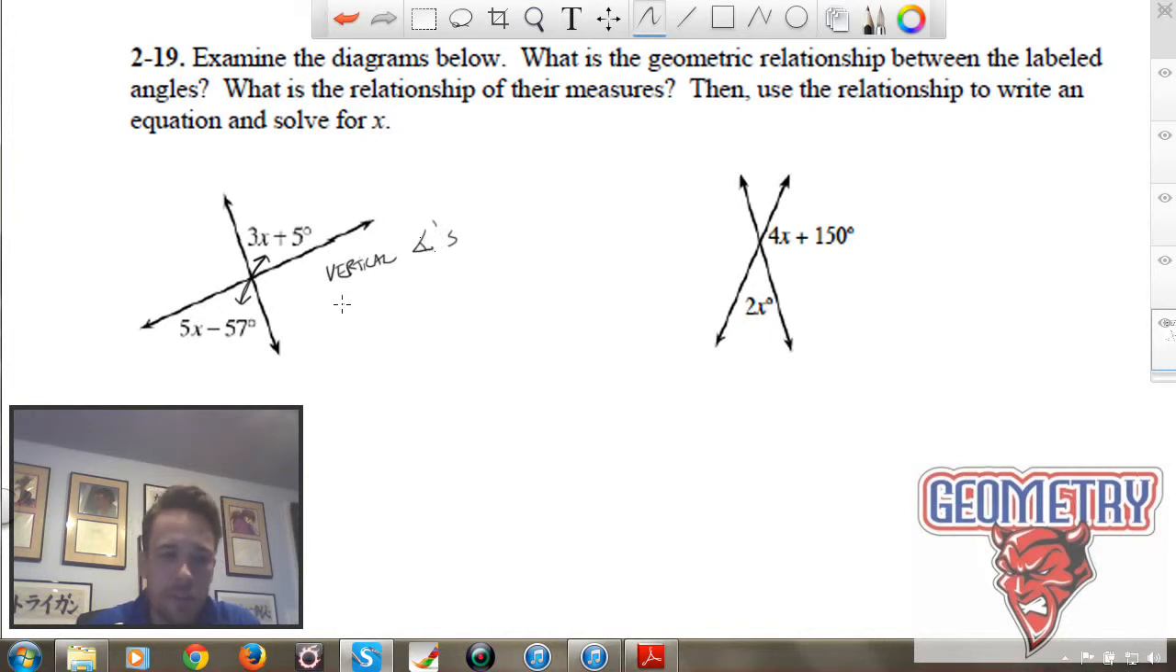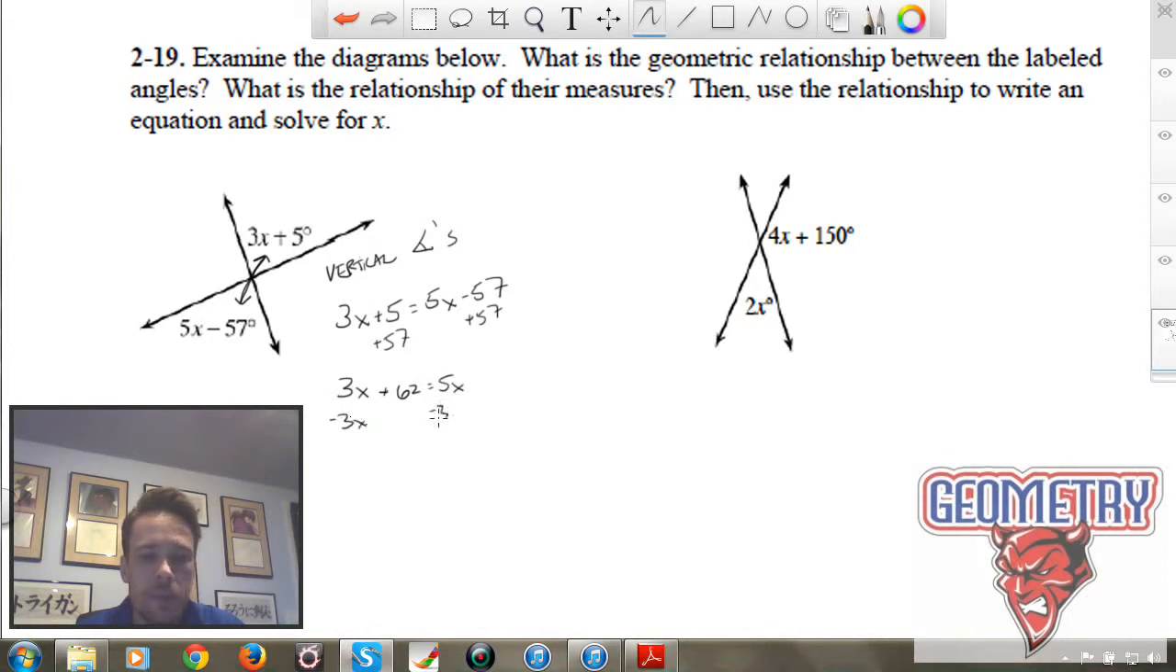So the 3x plus 5, whatever measure that angle has, is the same as 5x minus 57. So if we have vertical angles, we just set them equal to each other, and now we can solve for x. So I'm going to add 57 to this side. So 3x plus 62 equals 5x. Let's subtract 3x from both sides, and we get 62 equals 2x. Dividing both sides by 2, we get x to equal 31.